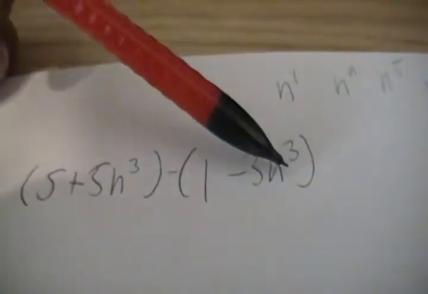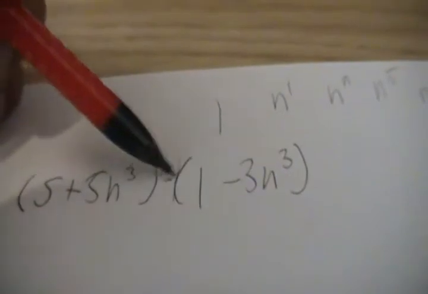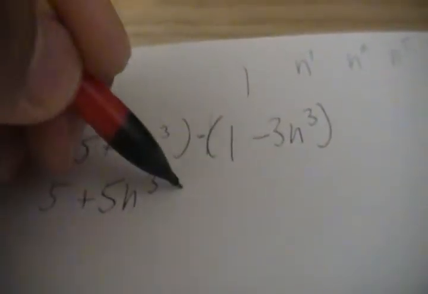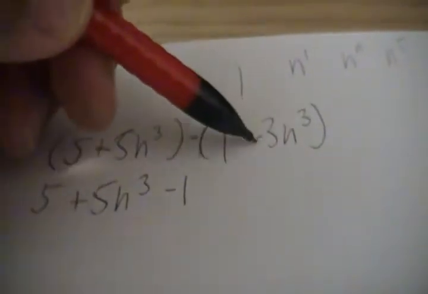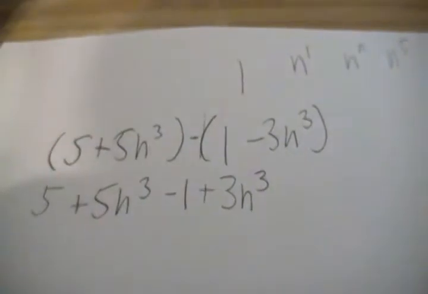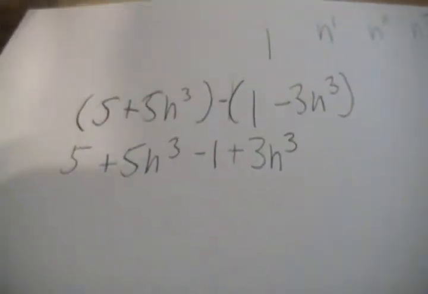Well, we really can't do anything. However, we have a negative sign outside. So if you have a negative outside, essentially it's like saying -1, right? So you can distribute this negative out. So it essentially just becomes 5 plus 5n cubed, and then negative times 1 is -1, and negative times -3n cubed is positive 3n cubed, because a negative times a negative equals a positive.